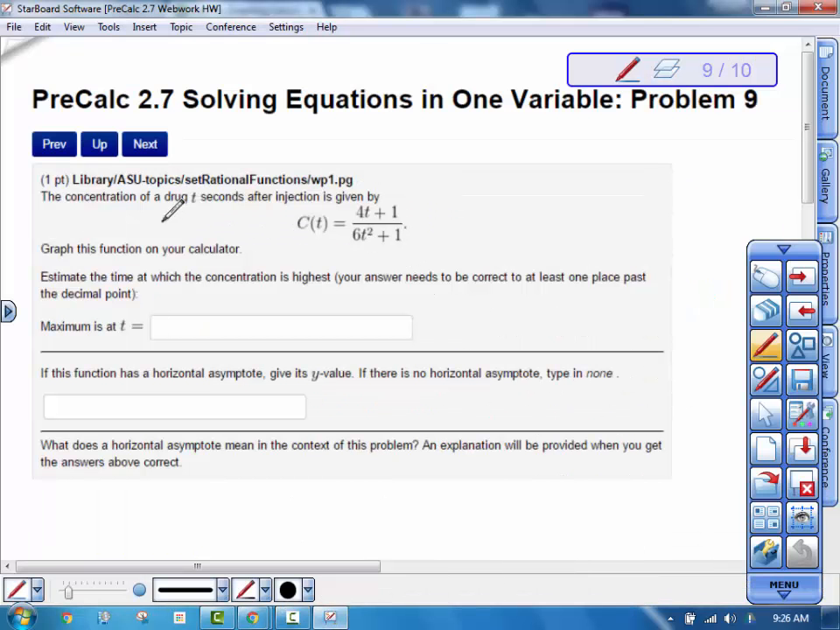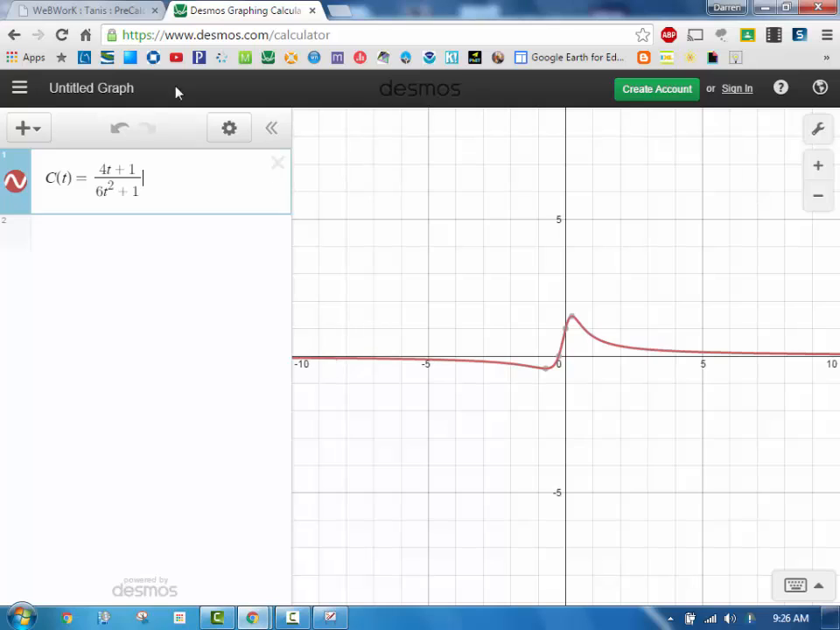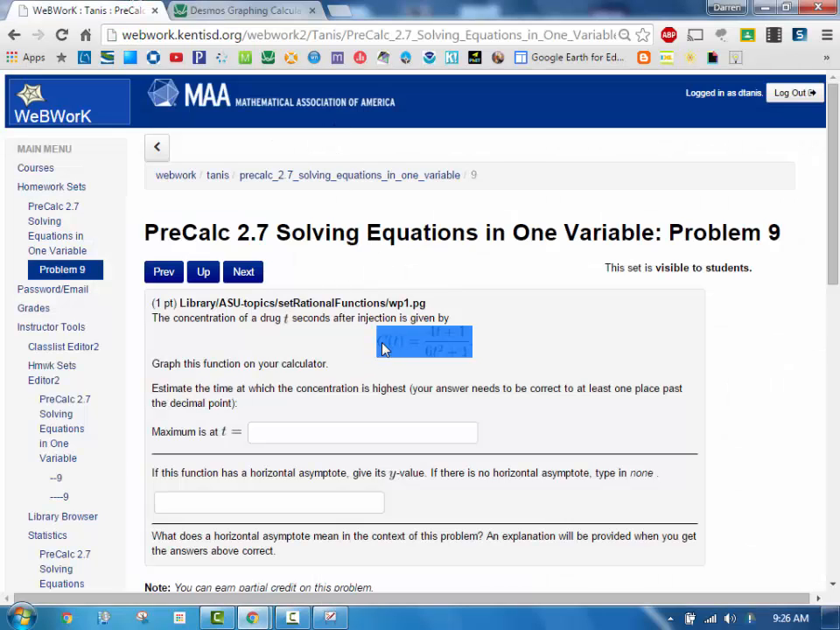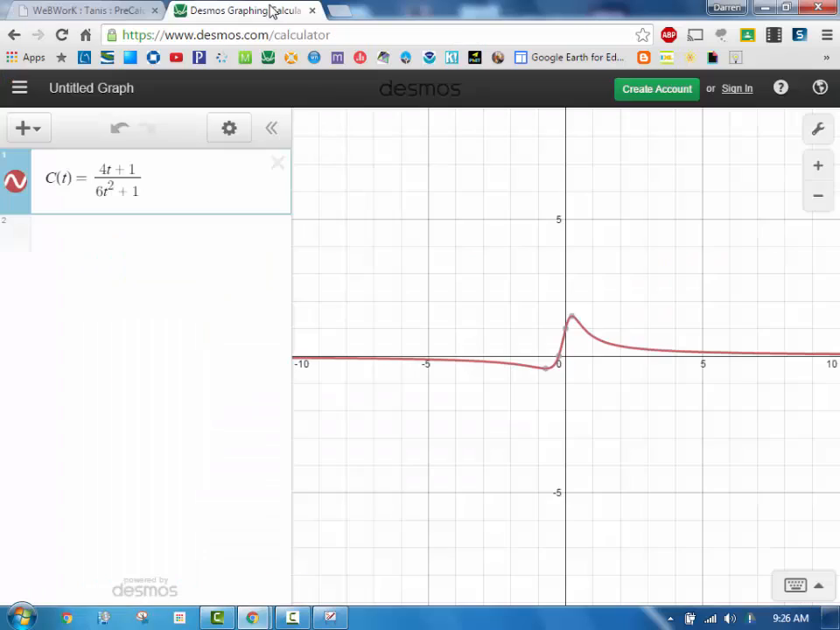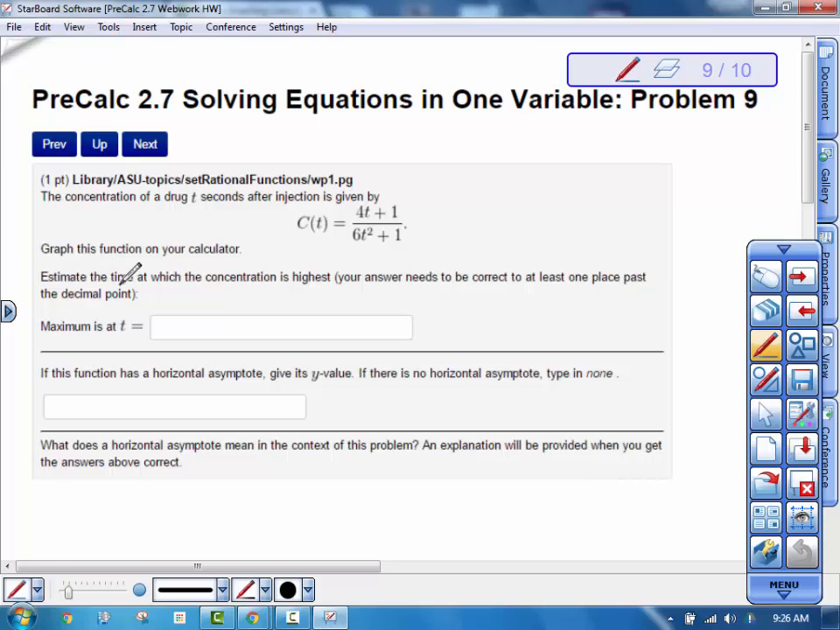Okay, the next problem says the concentration of a drug T seconds after injection is given by this rational function. It wants to graph this on a calculator. So I actually didn't know this, but apparently you can just copy this into Desmos pretty easily. If you go to WebWork and you just highlight it and do Control-C, you can just copy it right in. So I've been typing all these in, and you can just copy them over, make it quicker. But here's our function. And then the question asks us to estimate the time at which the concentration is the highest, correct to one place past the decimal point.